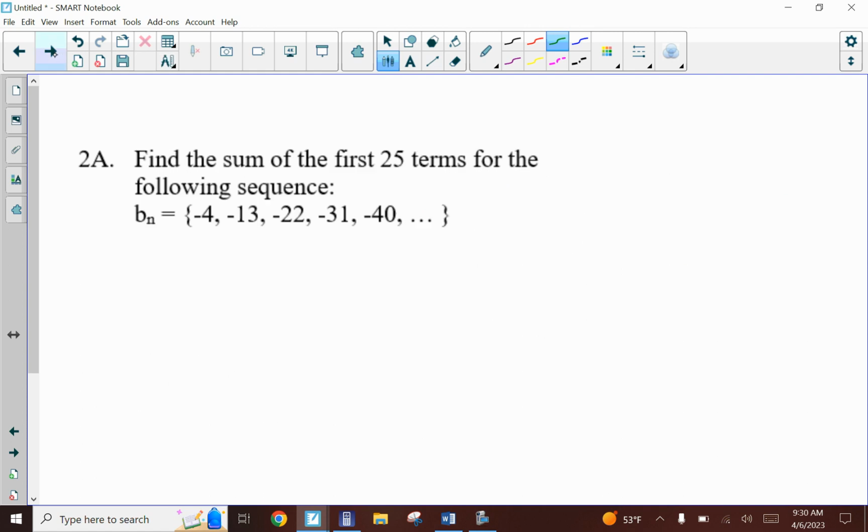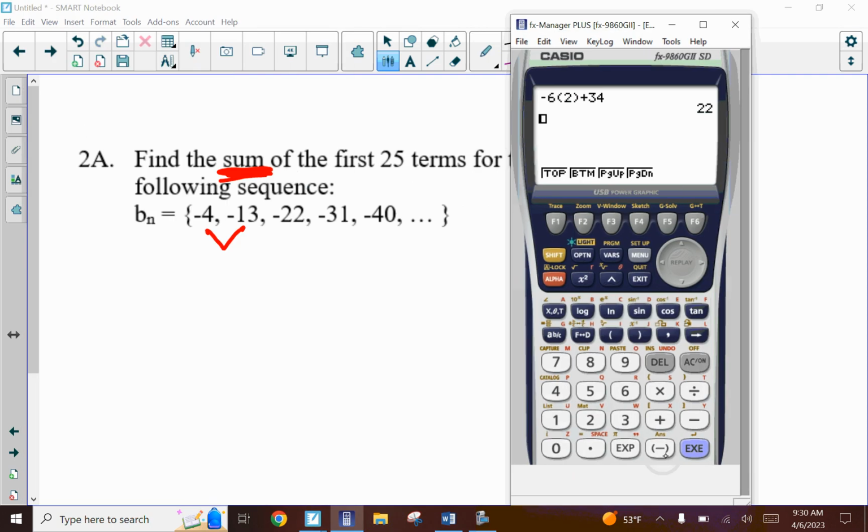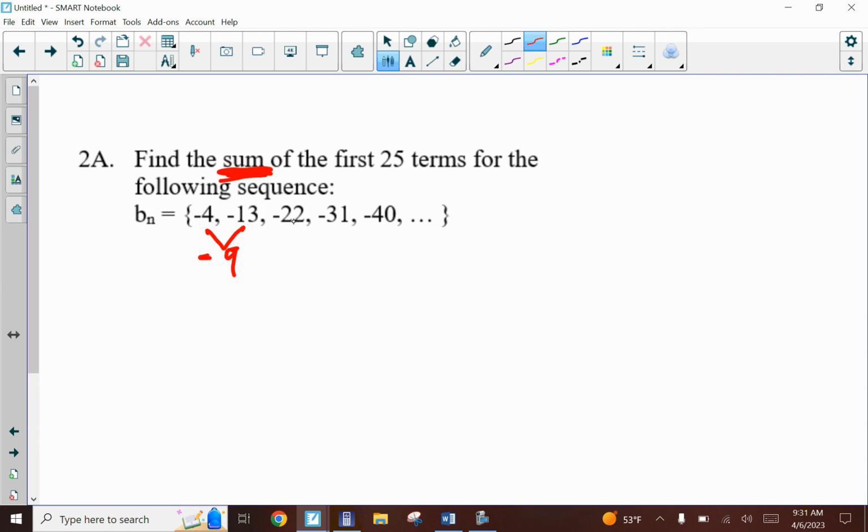Okay, the next one says find the sum. So you got to be real careful about this. Find the sum of the first 25 terms. The first thing we have to do is figure out what kind of a list this is. If you notice from here to here, if we were to go from right to left using subtraction, it would be -13 minus -4. So this is going to give me -9, and it's going to be -9 every single time. So right away, that tells us that this is going to be an arithmetic sequence.